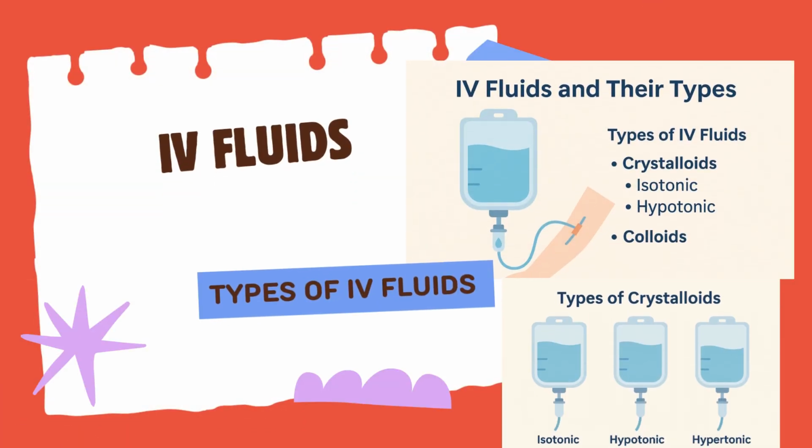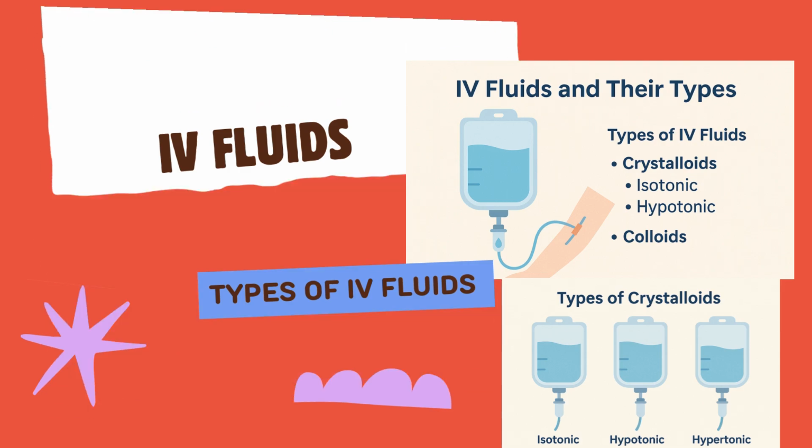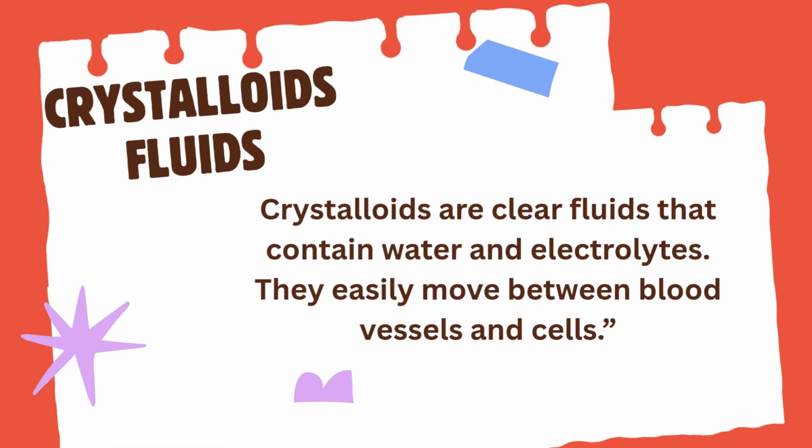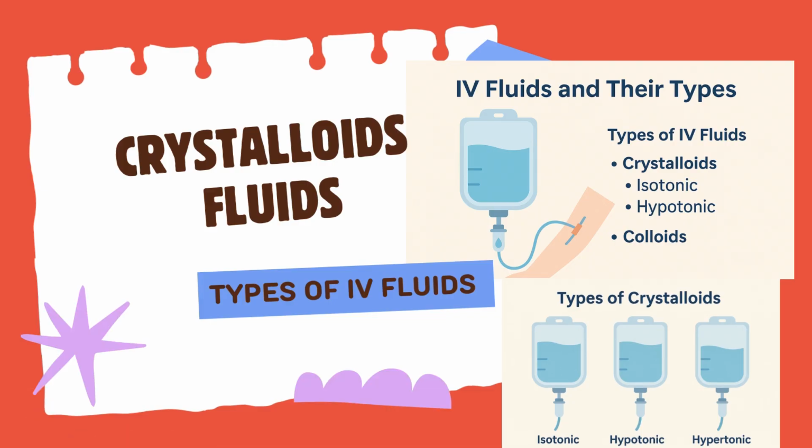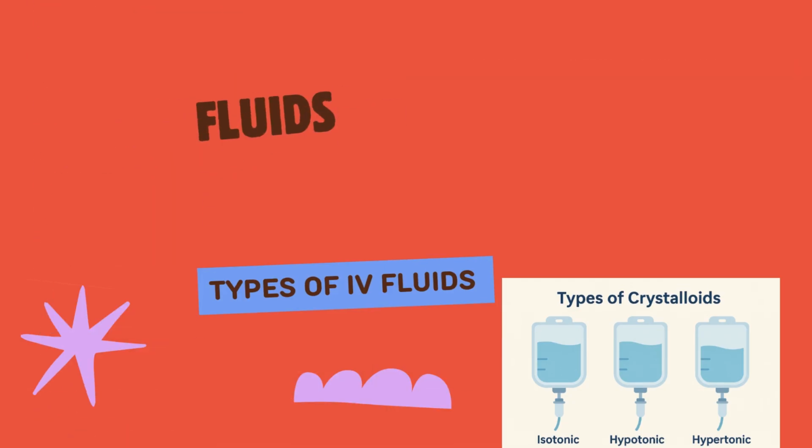IV fluid, or intravenous fluid, are sterilized solutions given directly into the vein that are used to treat dehydration, replace lost fluid, maintain electrolyte balance, or deliver medications. Crystalloids are clear fluids that contain water and electrolytes that easily move between the blood vessel and the cell. There are three types of crystalloid fluid: isotonic, hypotonic, and hypertonic.